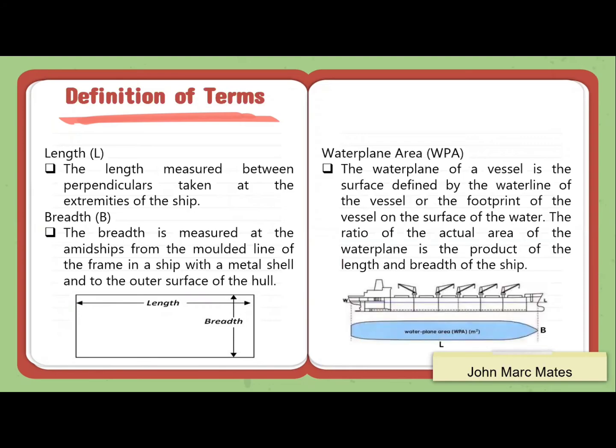Water plane area, or WPA. The water plane of a vessel is the surface defined as the waterline of the vessel or the footprint of the vessel to the surface of the water. The ratio of the actual area of the water plane is the product of the length and breadth of the ship. Also, as you can see in the illustration shown below, this is the water plane area of the ship. Next slide, please.